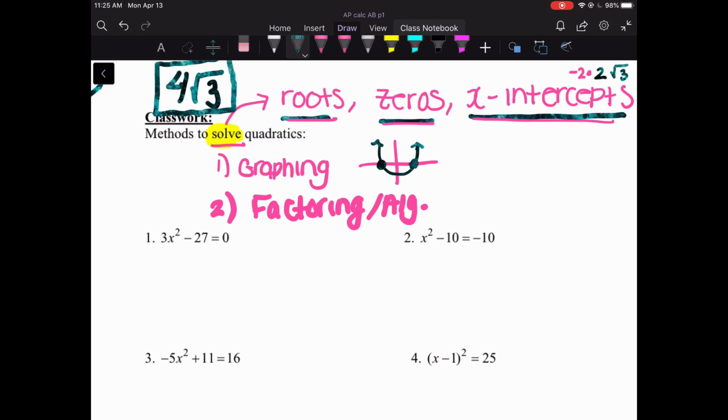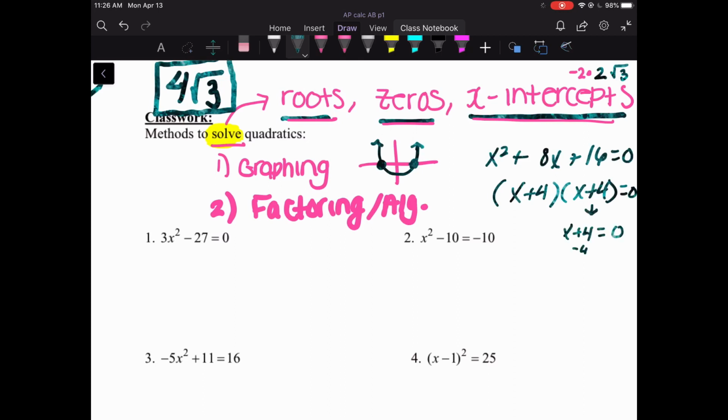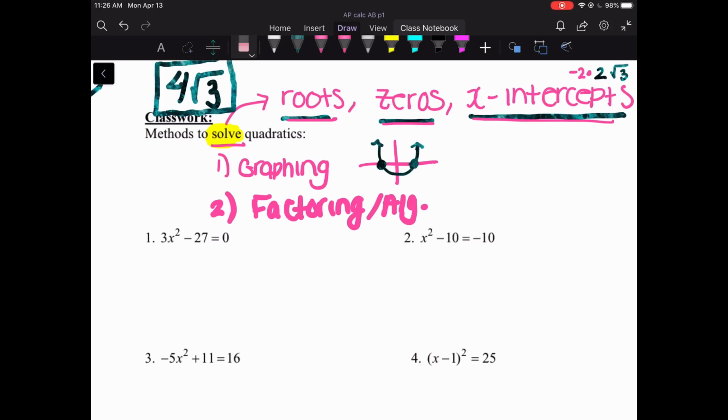Let's look at an example like x squared plus 8x plus 16. Set it equal to 0 if it wasn't, and then we would factor. And since these are the same, you would get one answer. So you set it equal to 0, and we get x equals -4. And that's how we solved by factoring. Now, I'm going to add the third one, square roots. And that's what your homework is on today.